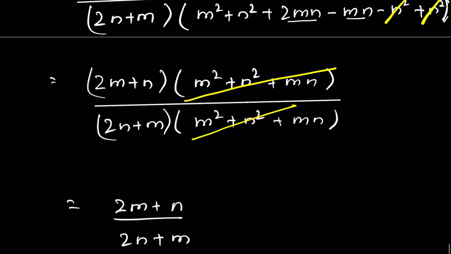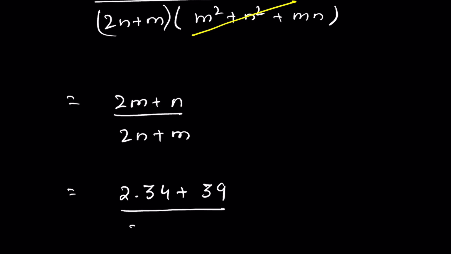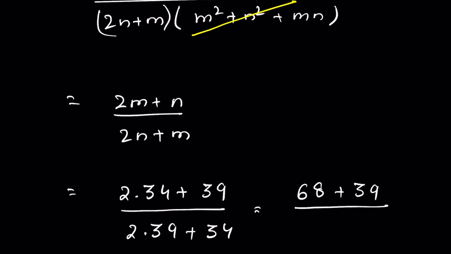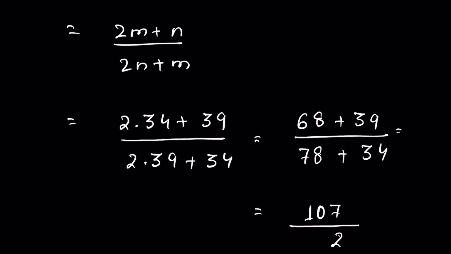Now let's put the values of m and n. So m is 34, so 2 times 34 plus n, which is 39, upon 2 times 39 plus 34. 2 times 34 is 68 plus 39, and 2 times 39 is 78 plus 34. So it is equal to 107 upon 112. So this is our answer without a calculator.